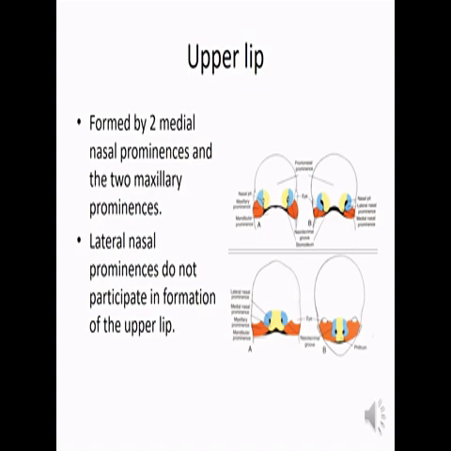Orange one is the maxillary prominence and the yellow one is the medial nasal prominences. So these medial nasal prominences form the philtrum of the upper lip, whereas the maxillary prominences both form the lateral part of the upper lip on either side.